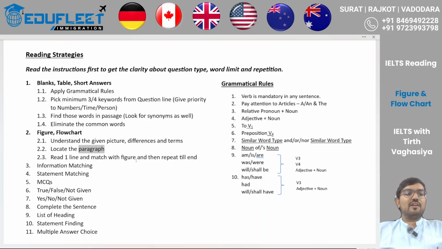The thing is, figure and flowchart are usually from a single paragraph itself. So you will not have to scan through the entire text. You will get all your details from one paragraph itself.